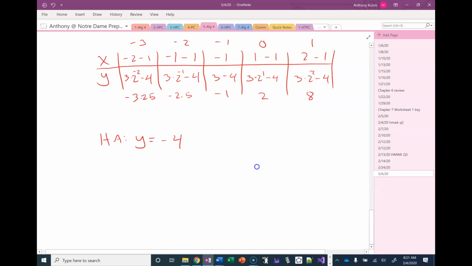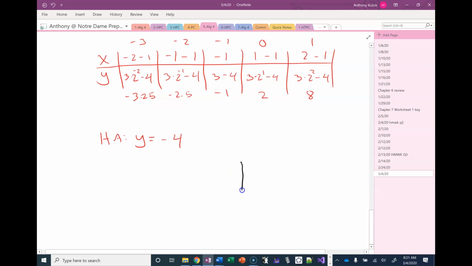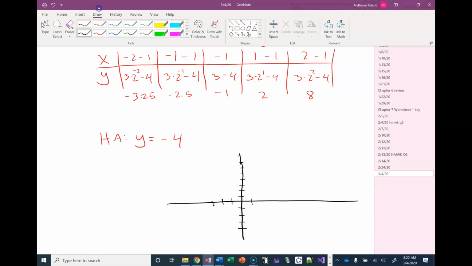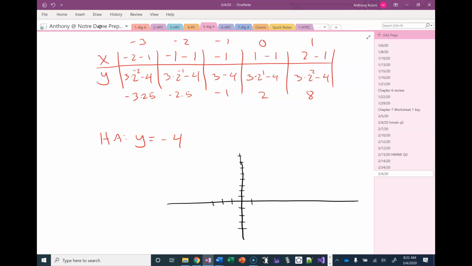So now I'm ready to draw my graph. So the first thing I like to do is draw in my horizontal asymptote. So that's at y equals -4. So I'll just draw a horizontal line that goes through -4.